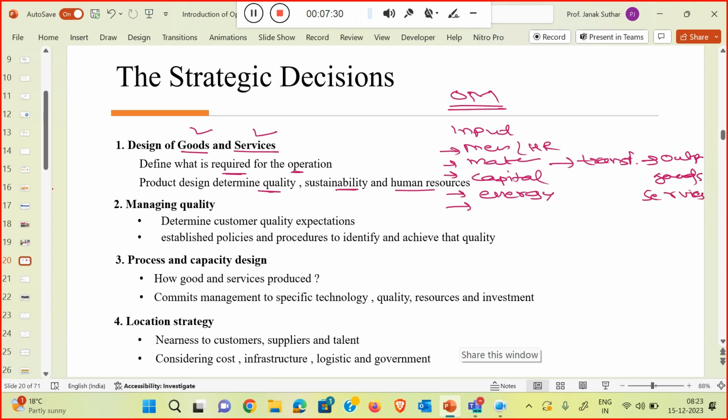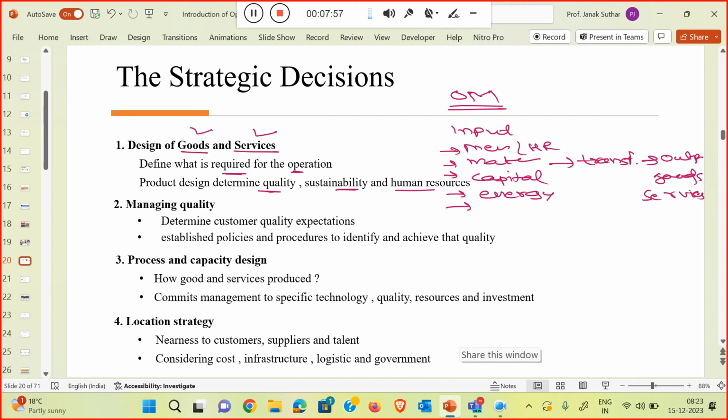Now the point is, how much manpower is required? What is required as an input to design the goods and services? That decision is the strategy of operations management. That is the first strategy of operations management. Are you getting my point, class? Any doubt, then please ask.